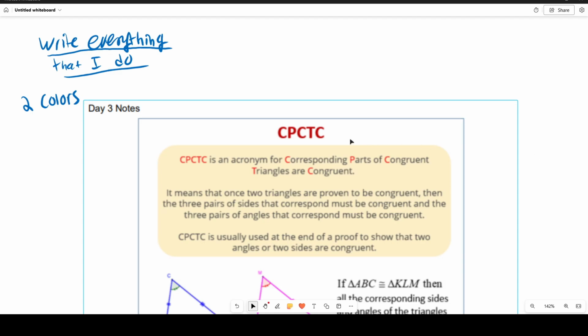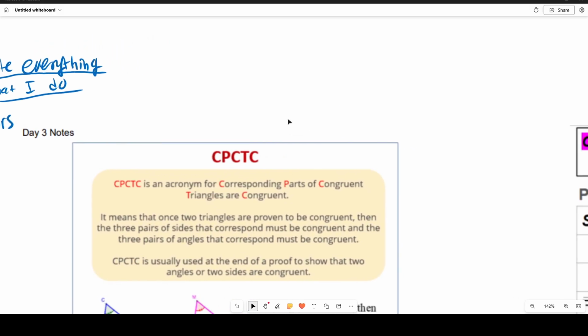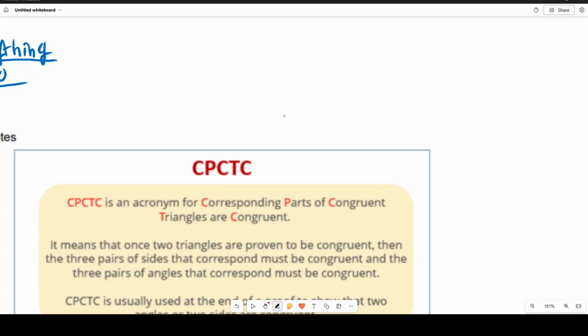We're going to deal with something called CPCTC. It's just an acronym that means corresponding parts of congruent triangles are congruent. That's a whole bunch of words. So as usual, I'm going to help you by breaking it down, and we're going to have our own little definition up here at the top. For CPCTC, what that basically means is, first off, you have to start with two triangles that are the same, or two triangles that are congruent.